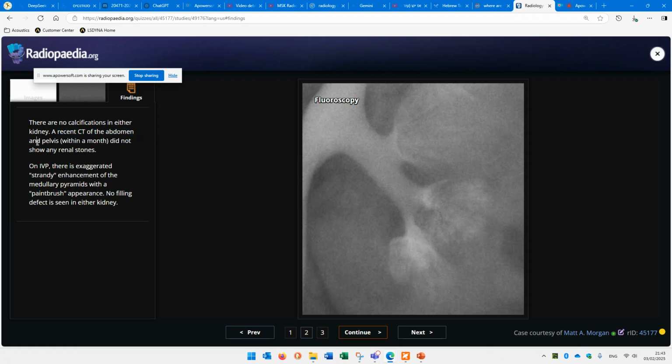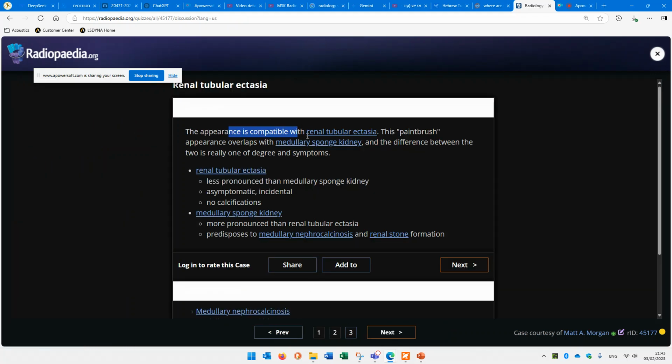It's right. A resting CT of the abdomen and the pelvis did not show any renal stones. On IVP, the X-ray shows trendy enhancement of the medullary pyramids with a paintbrush appearance. No filling defect is seen in either kidney. Okay. Renal tubular ectasia, this paintbrush appearance overlaps with medullary sponge kidney, and the difference between the two is really of degree of symptoms. Renal tubular ectasia is less pronounced than medullary sponge kidney, asymptomatic, incidental, no calcification. Medullary sponge kidney is more pronounced than renal tubular ectasia, predisposed to medullary nephrocalcinosis and renal stone formation.